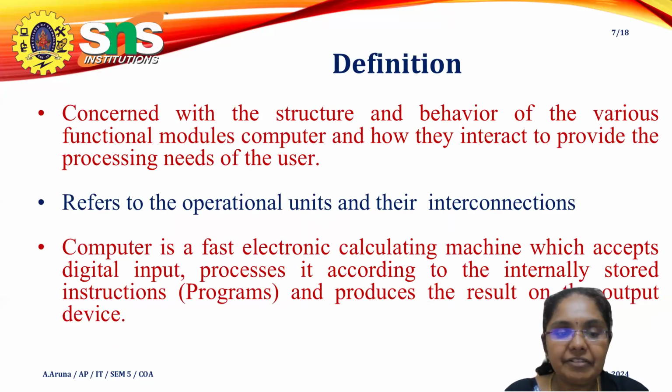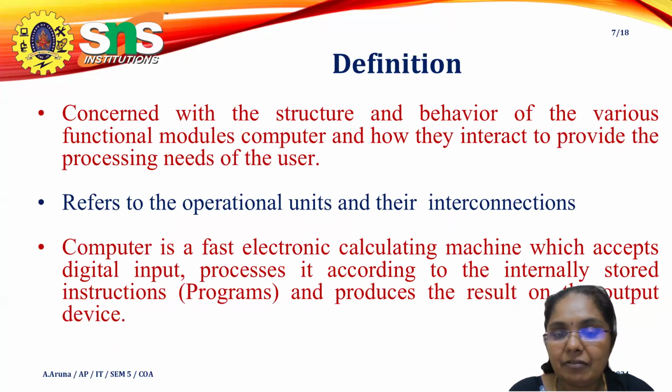So this is the definition of computer architecture. Computer architecture is concerned with the structure and behavior of the various functional modules of the computer and how they interact to produce the processing needs of a user. Similarly, it refers to the operational units and their interconnection. Then we can interact with the interior part of our system, which we call computer architecture.